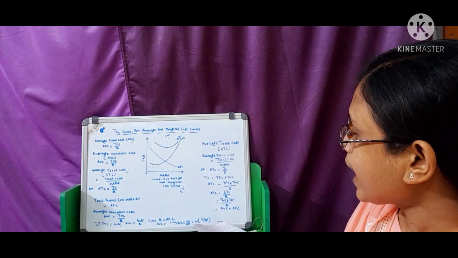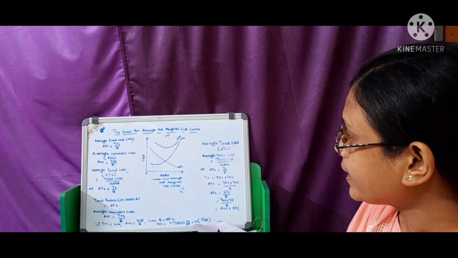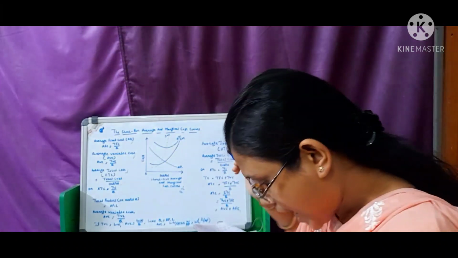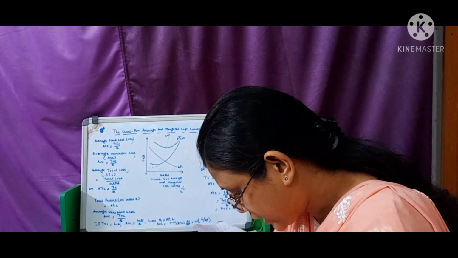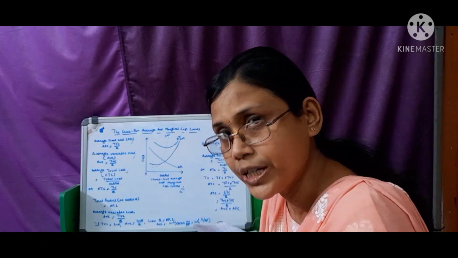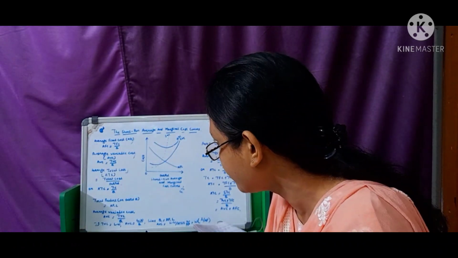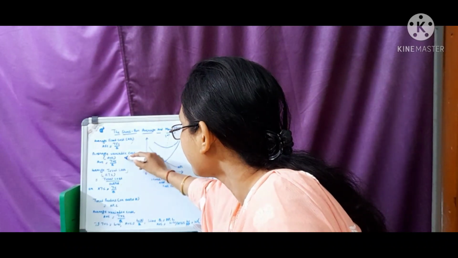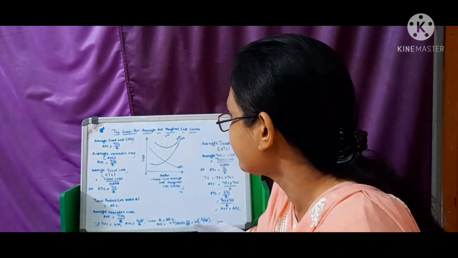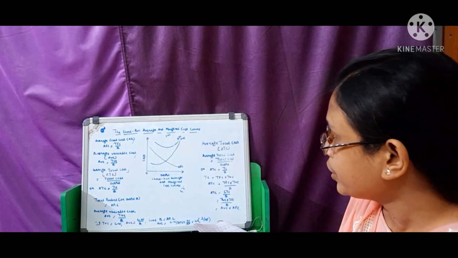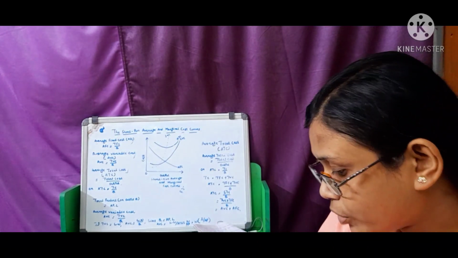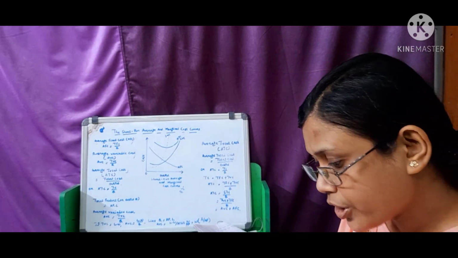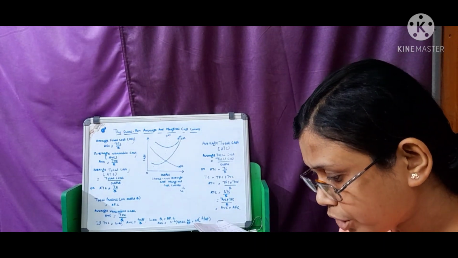Now I will discuss average variable cost. Average variable cost is the total variable cost divided by the number of units of output produced. Therefore, average variable cost equals total variable cost divided by Q, where Q represents the number of units of output produced. Thus, average variable cost is the variable cost per unit of output.